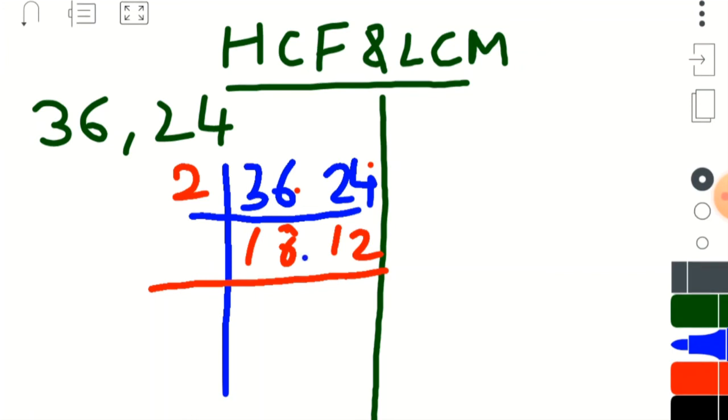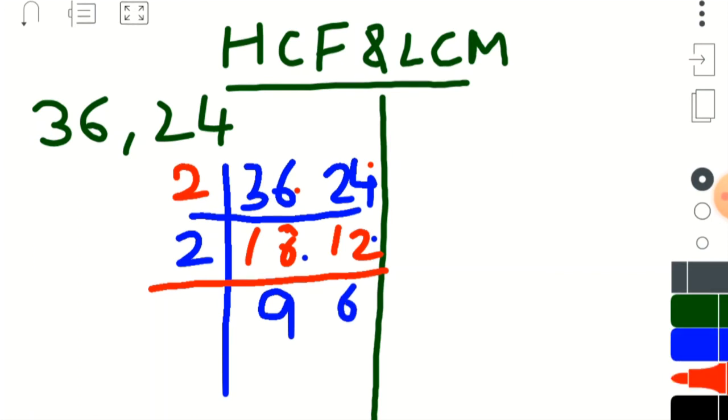Now you have to check for 8 and 2, the last digits. 8 and 2 go in the table of 2. So 2 9s are 18 and 2 6s are 12. Now we will again check for 9 and 6. 9 and 6 don't go in the table of 2.